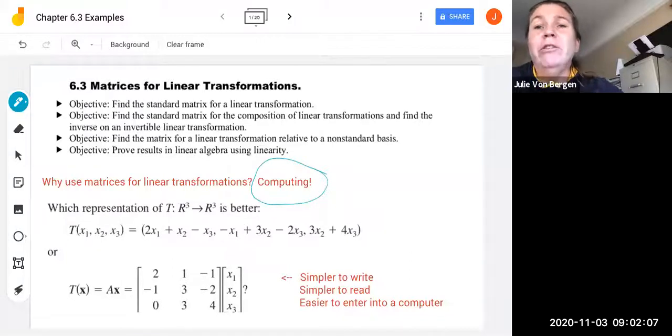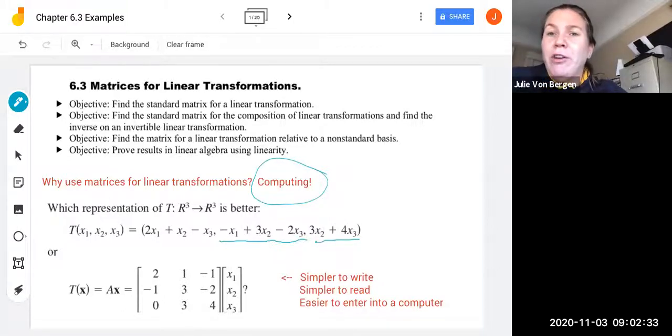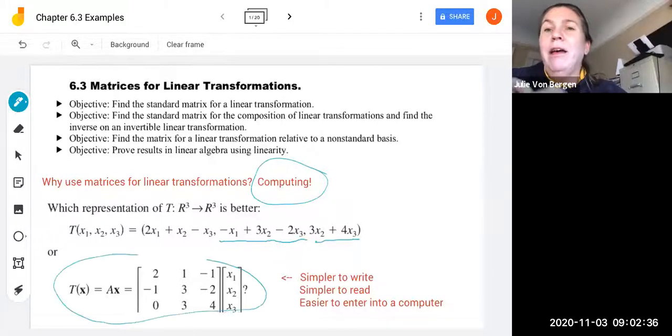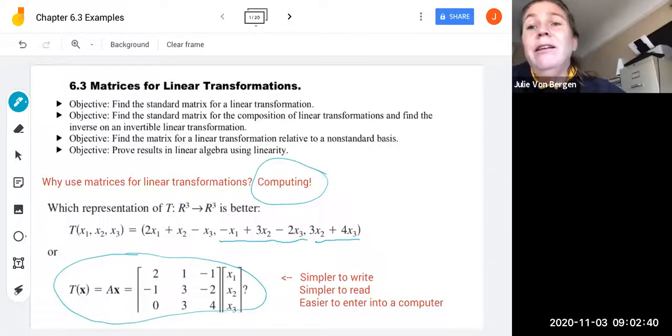The first representation is T as a function, where T of (x1, x2, x3) is represented by the first component being 2x1 plus x2 minus x3, the second component being negative x1 plus 3x2 minus 2x3, and the third component being 3x2 plus 4x3. Or we can equally represent this function T as matrix A multiplied by the column vector X, that is x1, x2, x3.